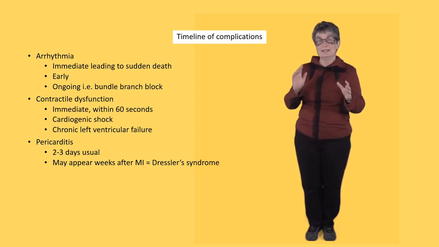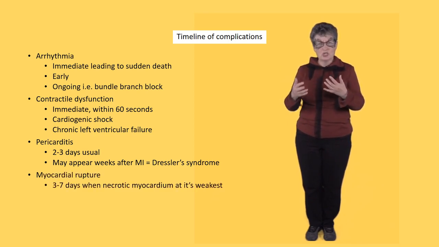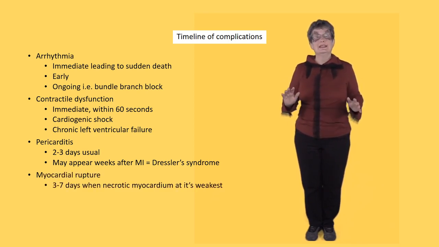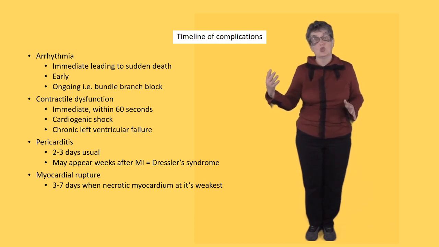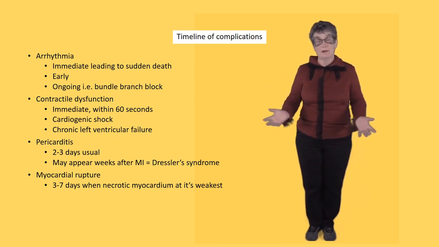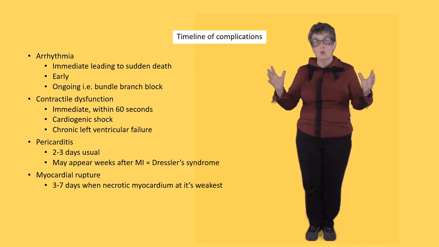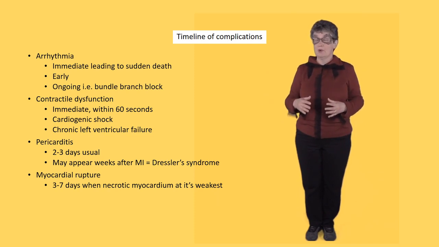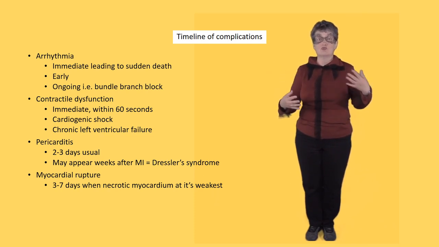About days 3 to 7, the myocardium is really soft. Those macrophages are chomping up the dead tissue. It's at this phase that myocardial rupture can occur. The rupture can occur through the wall into the pericardium, giving a hematopericardium, which stops the heart filling up and can cause sudden death. Perhaps the rupture might occur through the septum, giving rise to a big blood shift from left to right.